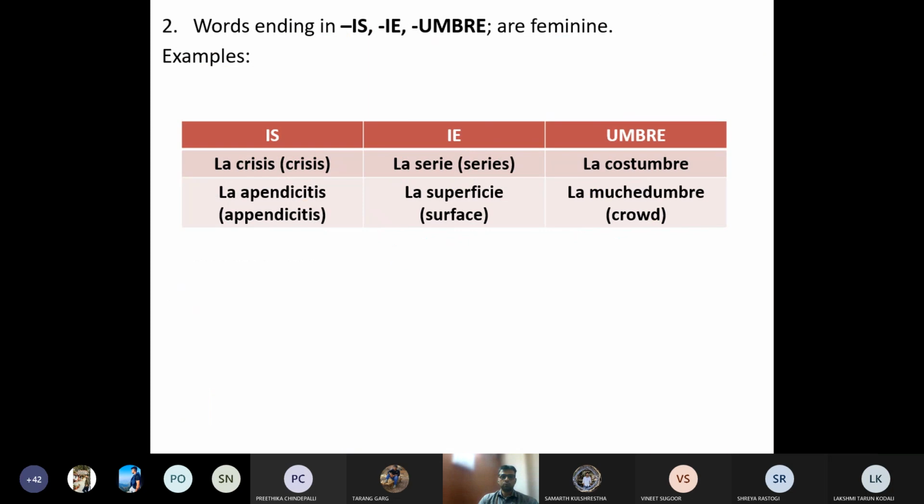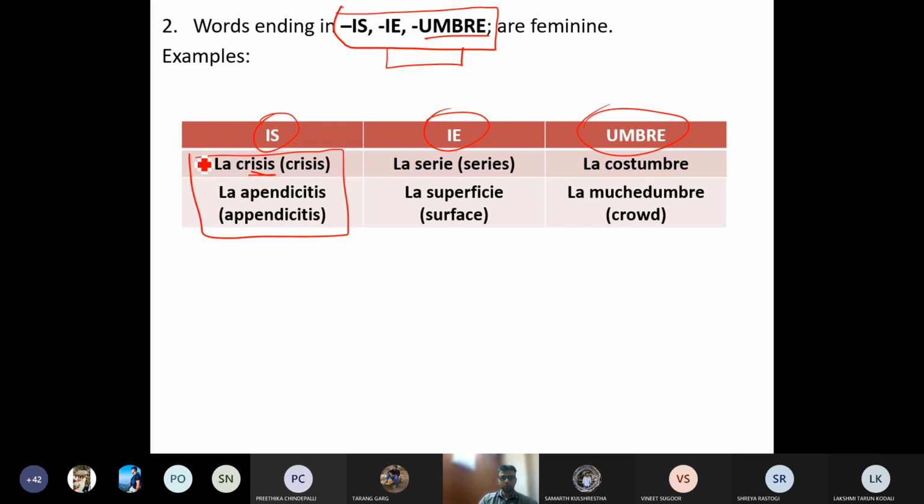Now, the second rule is words ending with is, ie, and umbre. These are also the endings where you have to be careful. They are generally feminine. The examples are given here. The pronunciation, anybody wants to try the pronunciation of these two quickly? The word crisis in Spanish and appendicitis in Spanish, how would you pronounce it? Anybody can try. Even if it is wrong, that's fine.